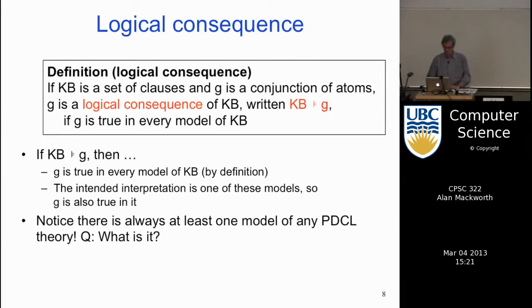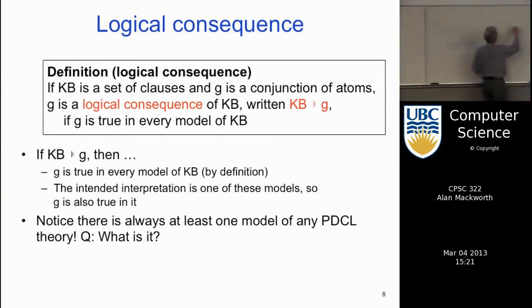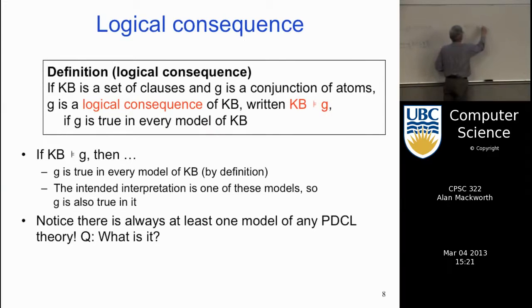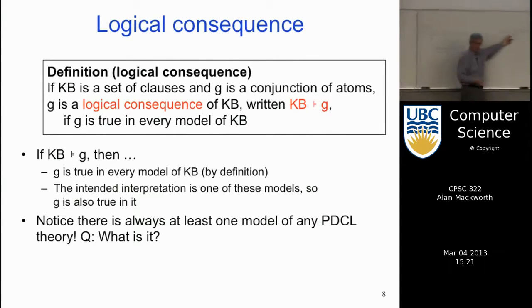That's an important theorem. As soon as I start adding negation or anything else, I don't even have to go to first order. I can do it in propositional. I could write down a propositional theory, P, not P. Right? There's no model for that. If P is true, then this is false. If P is false, then this is false. There's no model in which all these can be true at the same time. But this KB1 is not PDCL.